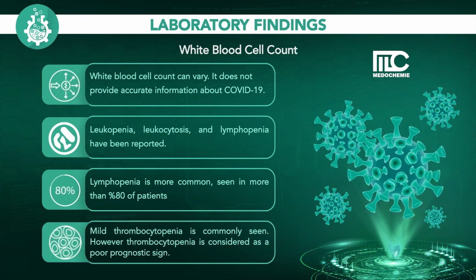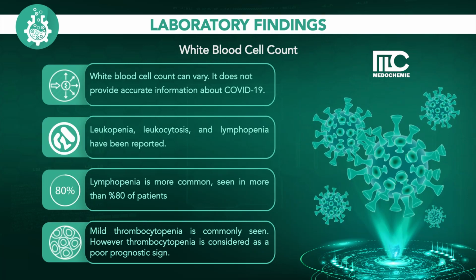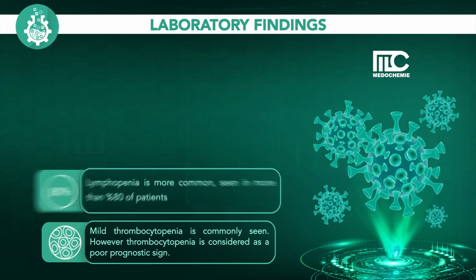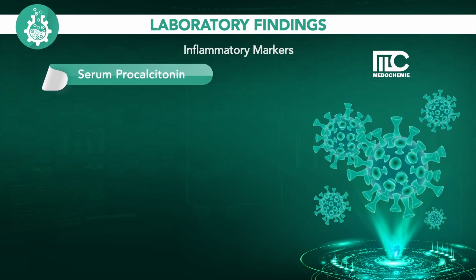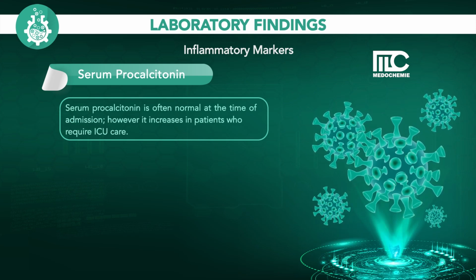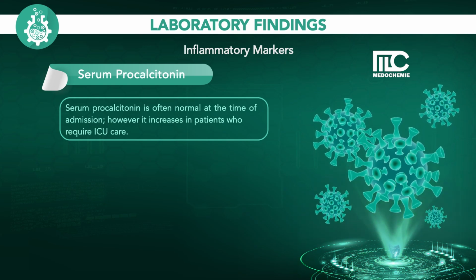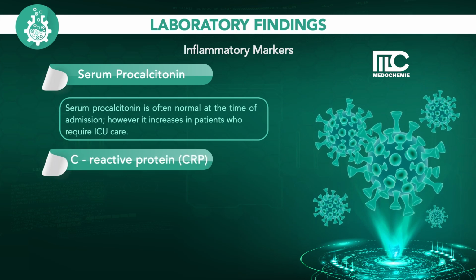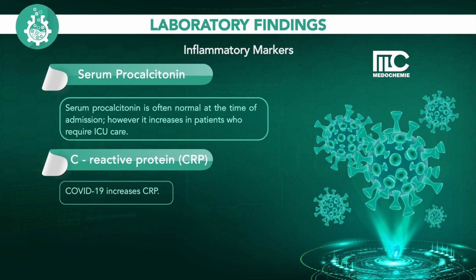Mild thrombocytopenia is commonly seen. However, thrombocytopenia is considered as a poor prognostic sign. Inflammatory markers, serum procalcitonin is often normal at the time of admission. However, it increases in patients who require ICU, the critical patient. C-reactive protein, COVID-19 increases C-reactive protein.